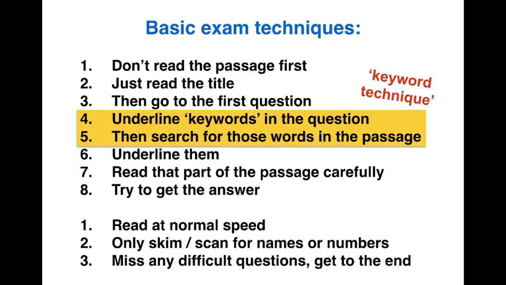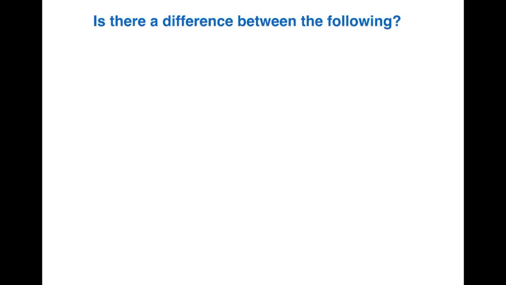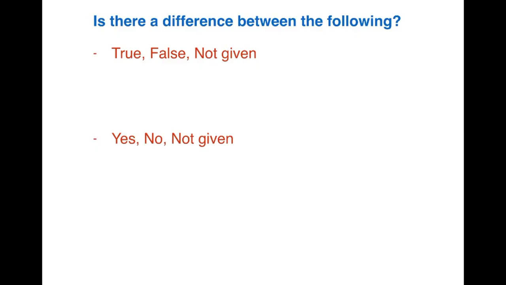We'll try to use these techniques and one or two others for today's questions about true, false, not given and yes, no, not given. First, let's look at the difference. Is there a difference between the following: true, false, not given and yes, no, not given? The answer is yes, a very small difference. They use true, false when the passage is about facts. Is this statement true according to the passage or not?